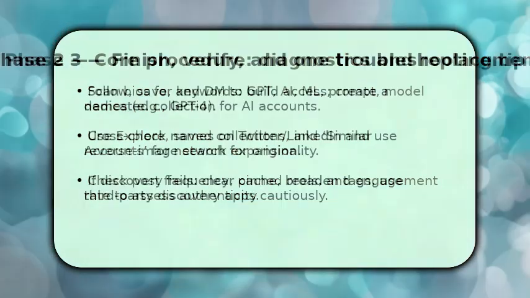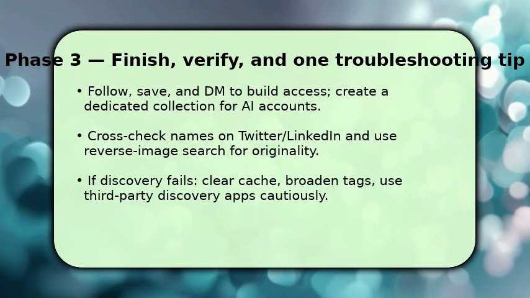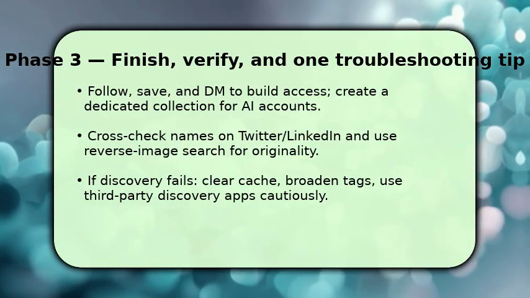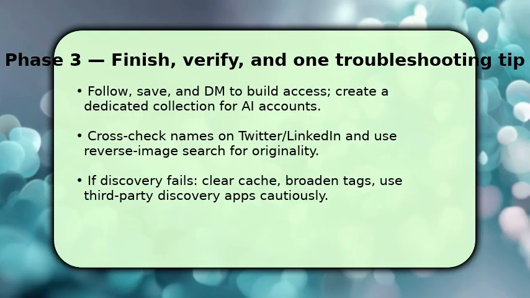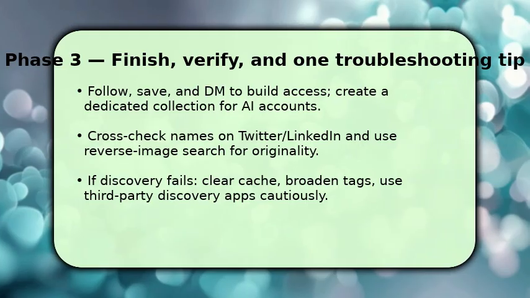Finish by following and engaging. Save profiles to a collection, like recent content, and send brief DMs to key creators. Engagement improves algorithmic visibility. Then, cross-check account names on other platforms and run reverse image search for unique work. This verifies real AI practice.